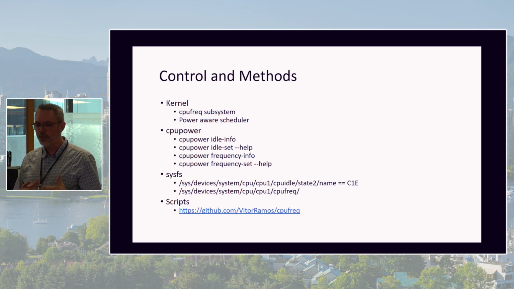There's this tool called CPU Power, and this tool comes with the kernel. It's actually part of the kernel source in the tools directory, so you can build it yourself if your distro doesn't have it. There's a couple commands here that I mentioned: idle-info, idle-set, frequency-info, and frequency-set that let you have a look at what your processor is capable of providing from the side of the kernel's interfaces. There's also these sysfs directories, and this is actually what CPU Power, I think, is using from a user space side or something similar.